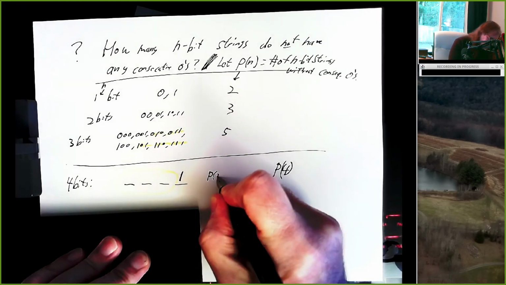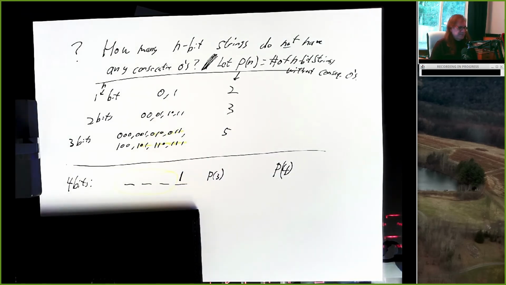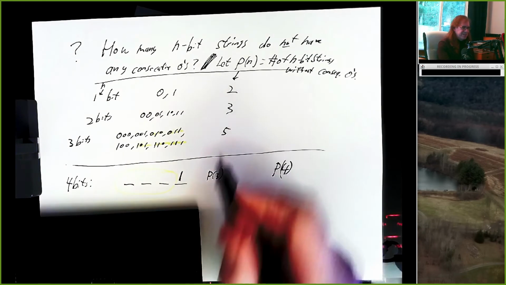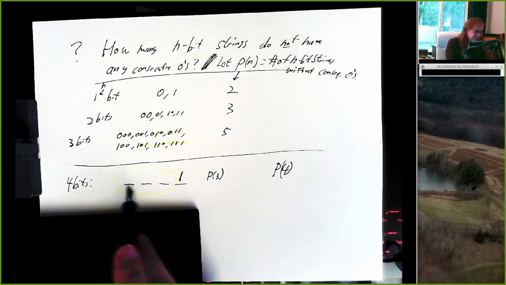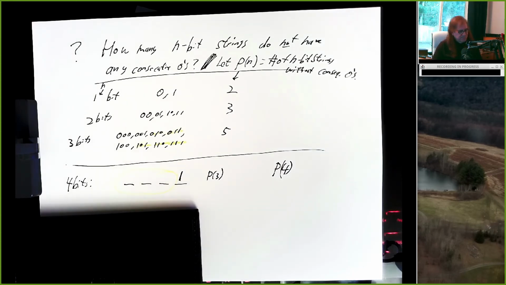So how many numbers without consecutive zeros are in this form? It's just P of 3. It's the number of 3-bit strings. I'm going to have exactly 5 of them. Could be 0, 1, 0, 0, 1, 1, 1, 0, 1, 1, 1, 0, or 1, 1, 1.